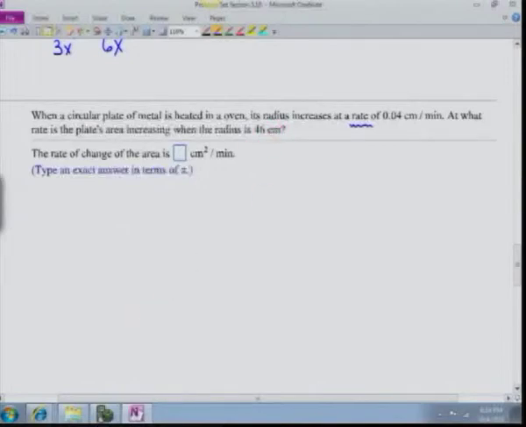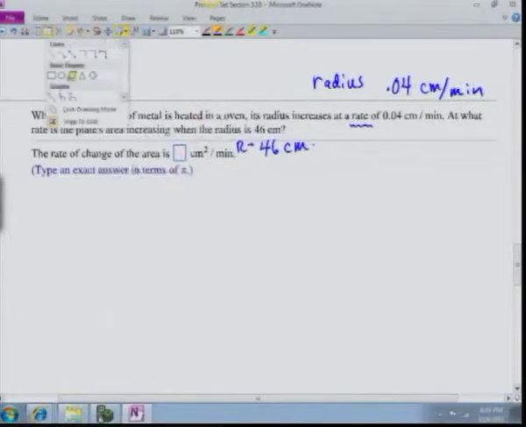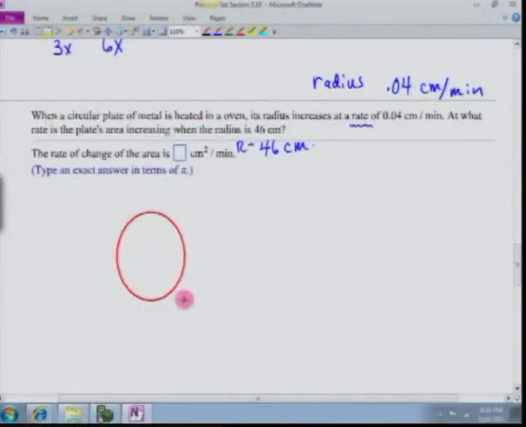Can you read those back there? This is 0.04 centimeters per minute. That's the radius changing. And that's 46 centimeters is when the radius is that. Area of a circle is pi r squared. Yeah, you were thinking circumference probably. Perfect.